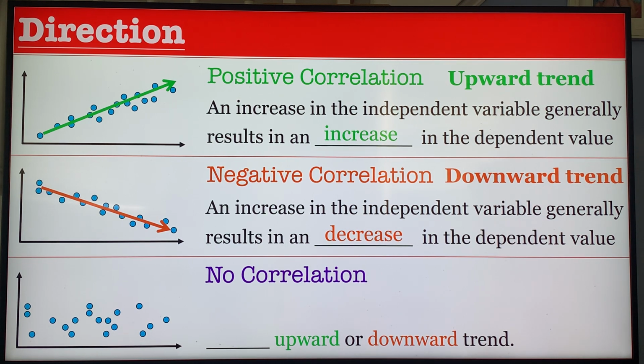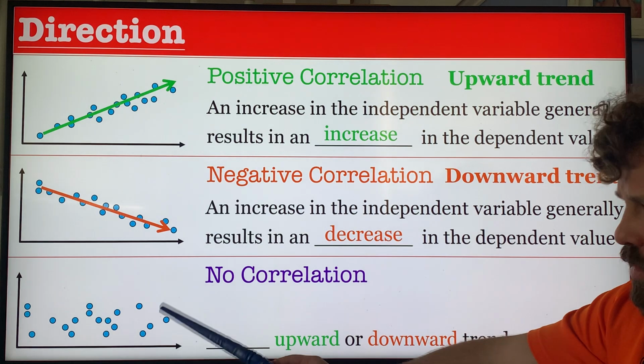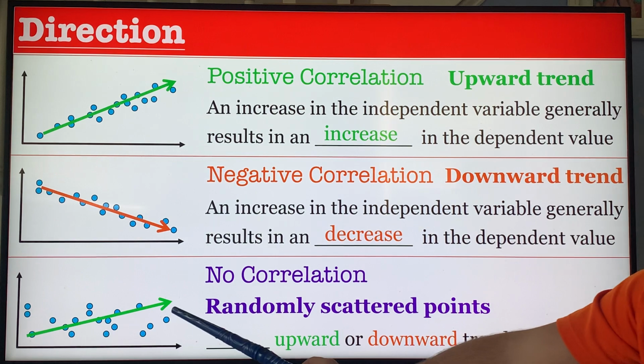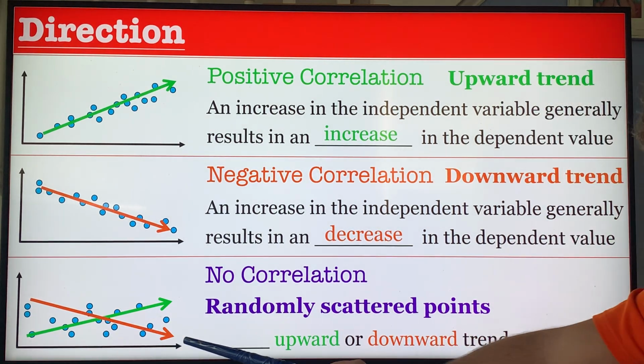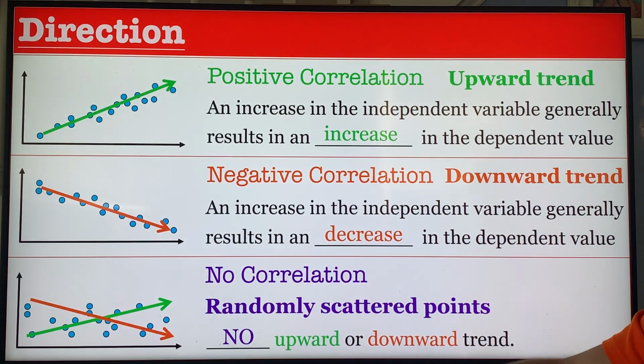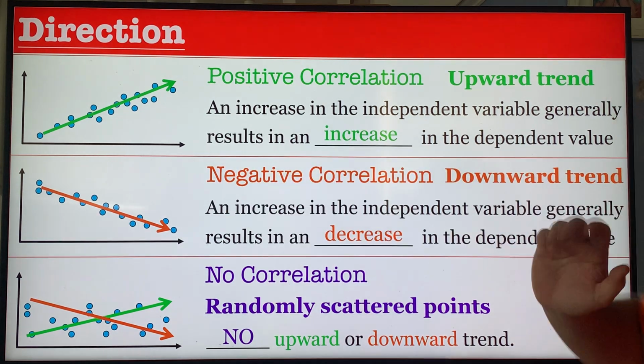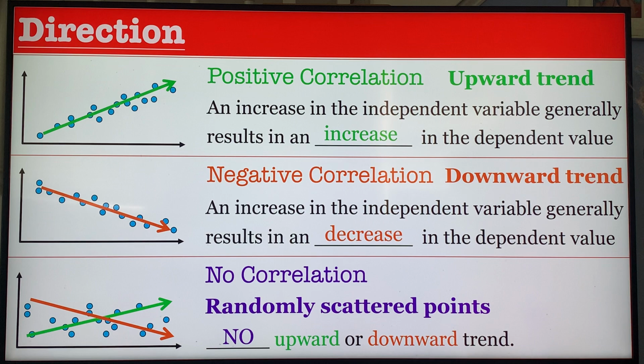No correlation. What do you notice is happening here? Randomly scattered points. Is there an upward or downward trend? There is none. All right? Yeah, I could maybe say, oh, I'm going up. But then I can also say, yeah, I'm going down. So there's no upward or downward trend. You don't know what that graph is doing. It's almost going across horizontally or up vertically is the best answer. So that's no good whatsoever.